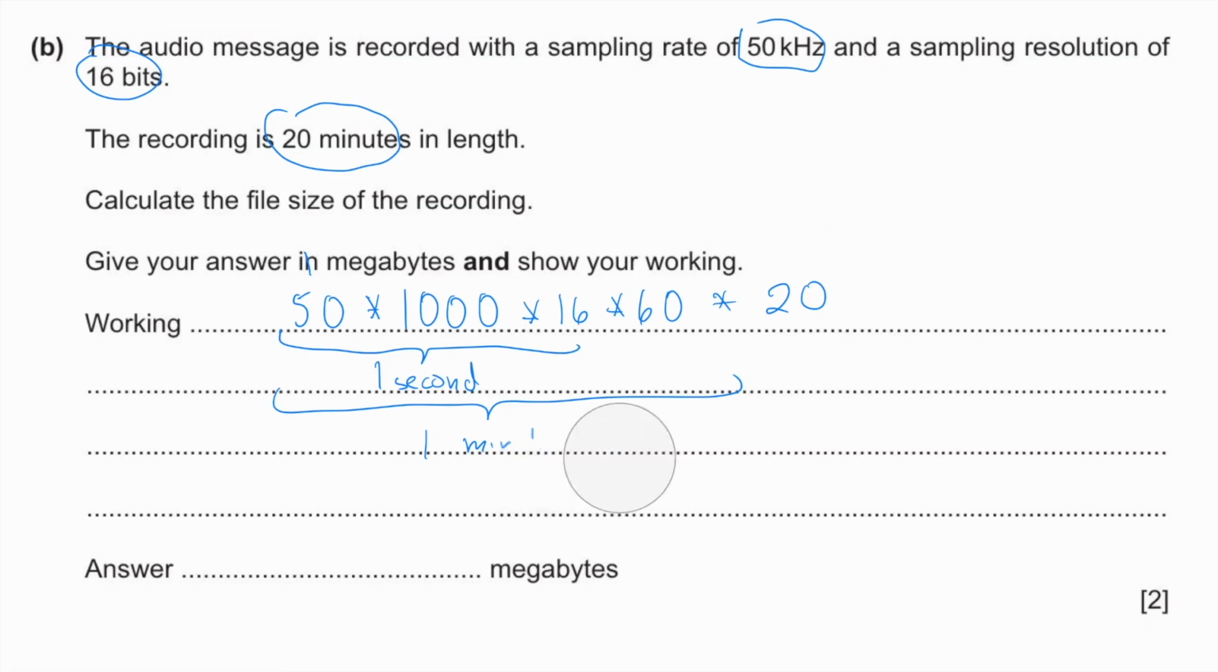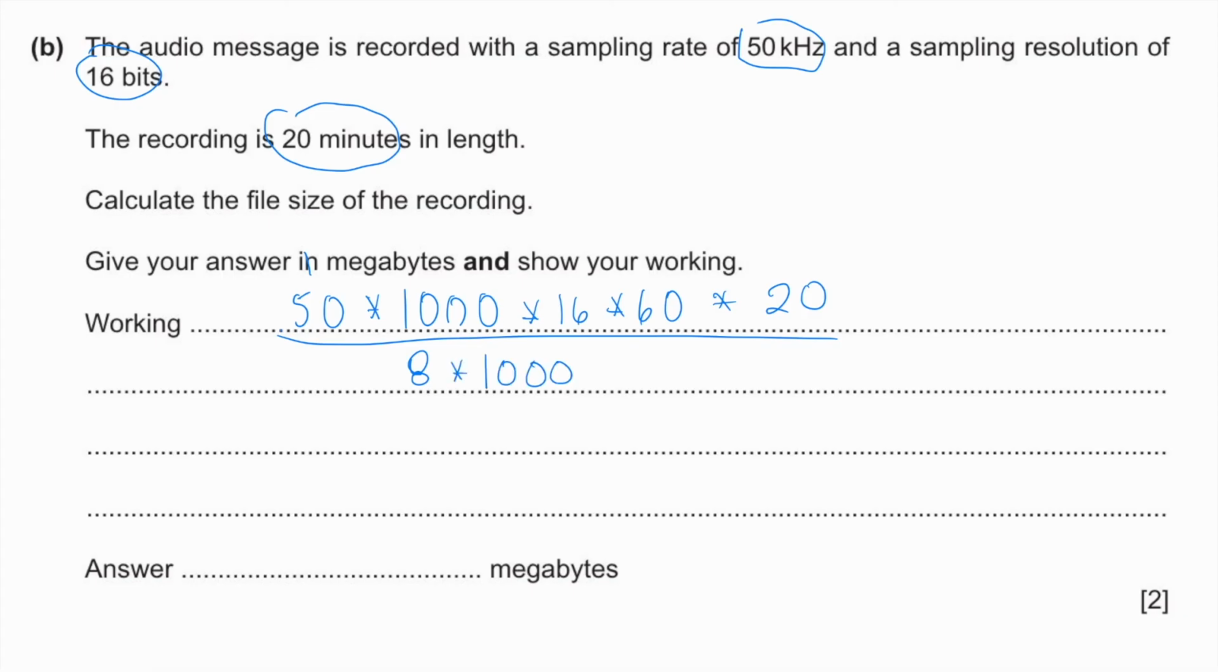So what I want to do is go ahead and erase this right here. And we want to convert these bits to megabytes. So in order to get the number of bytes, we're going to divide by 8. And then we're going to divide by 1,000, because that's going to give us kilobytes. And then we're going to divide by 1,000 again for megabytes.